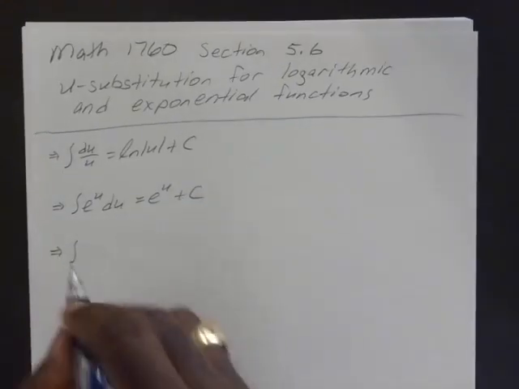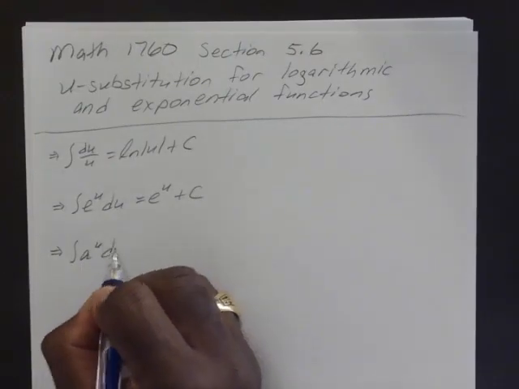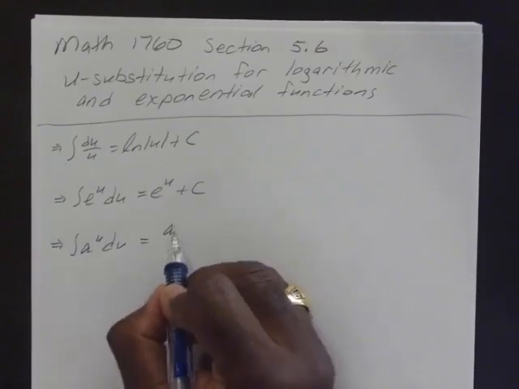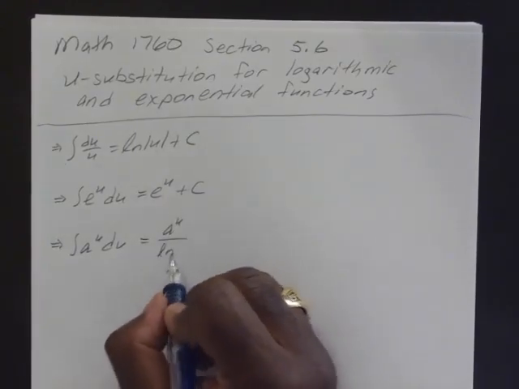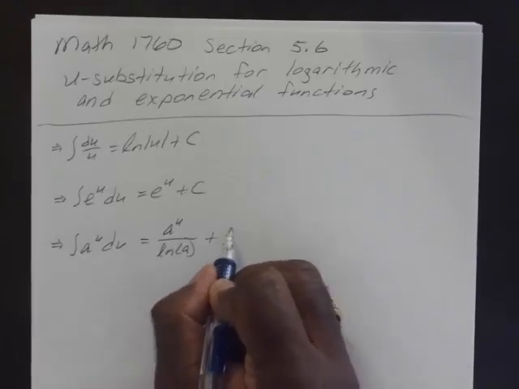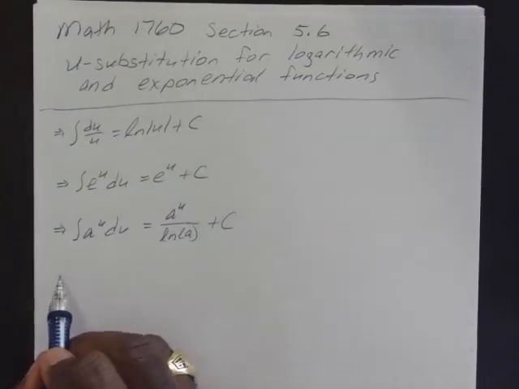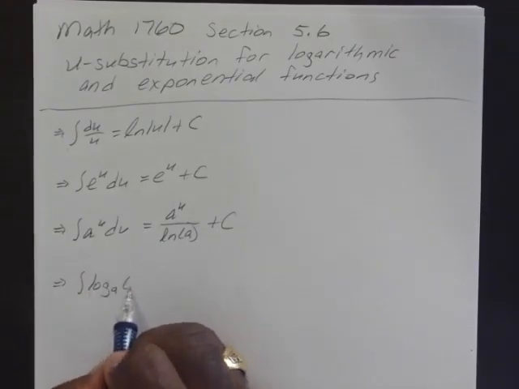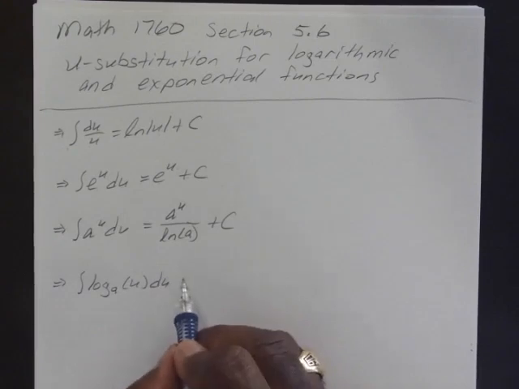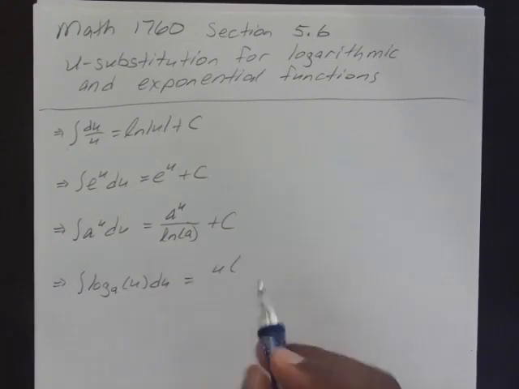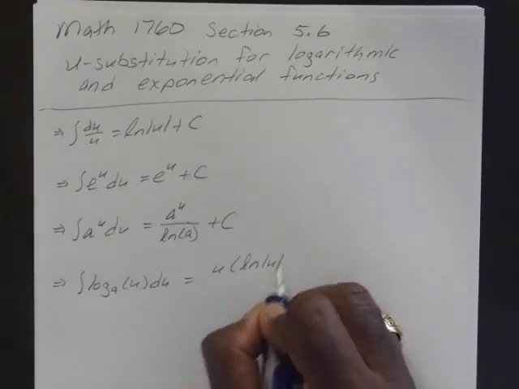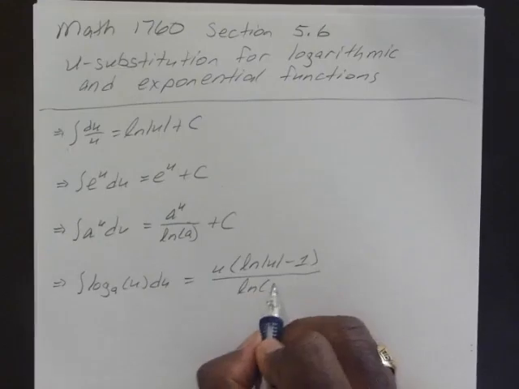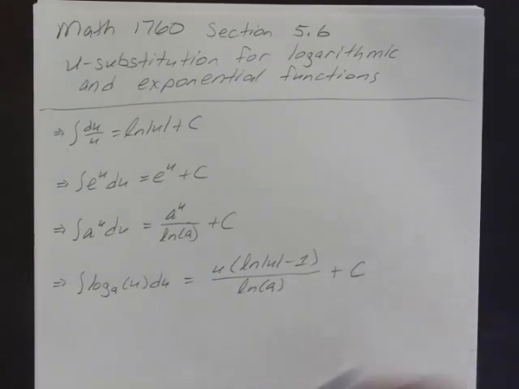And if we have the integral of a to the power of u du, that's equal to a to the power of u divided by the natural log of a plus c. And the integral of log base a of u du is equal to u times the natural log of u minus 1, all over the natural log of a plus c.